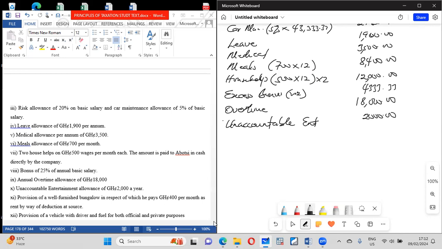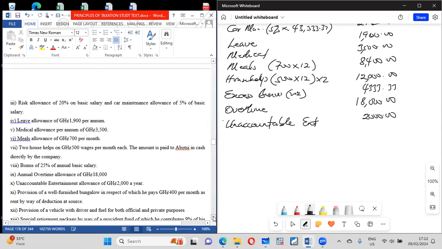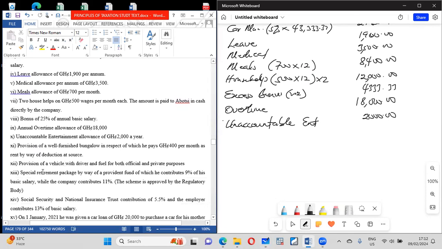Provision for vehicle, okay. Rental package, special retirement package by way of provident fund. This is not a cash emolument, so we will treat that one as indirect. It's part of the emolument, but it's an indirect thing they are doing. He is not receiving the money directly. Then we have the Social Security Trust, which she pays. The special package by way of provident fund, for which she contributes 9%.